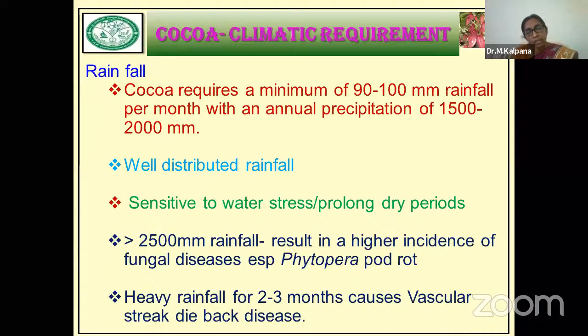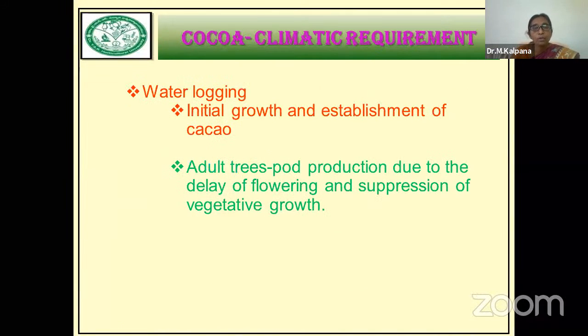And also, if the continuous rains are there, there is a drop in the flower, and continuous rains for 2 to 3 months will cause the incidence of vascular streak dieback disease in cocoa. So you have to be very careful in cultivation of the crop.